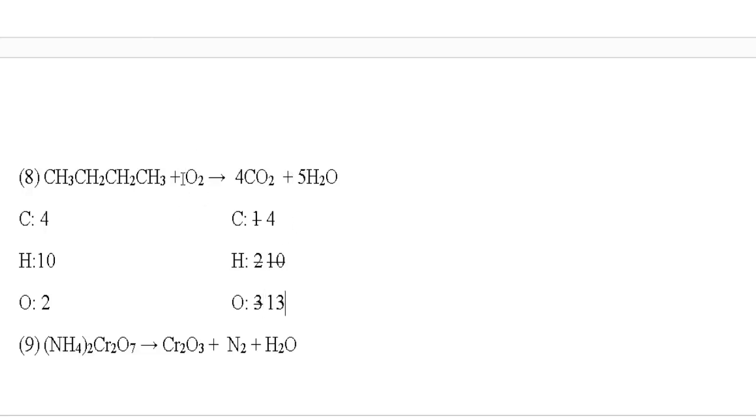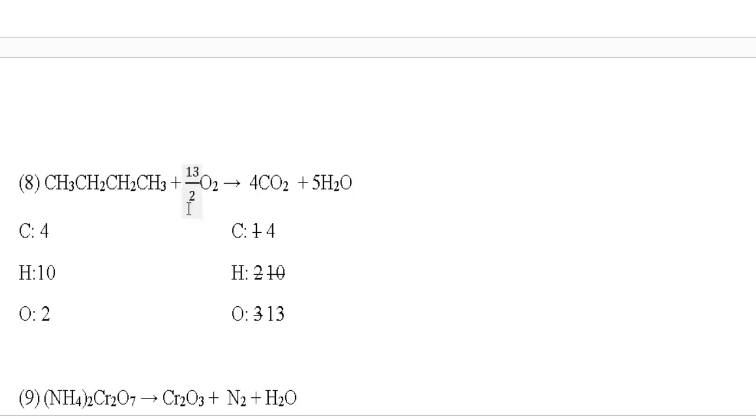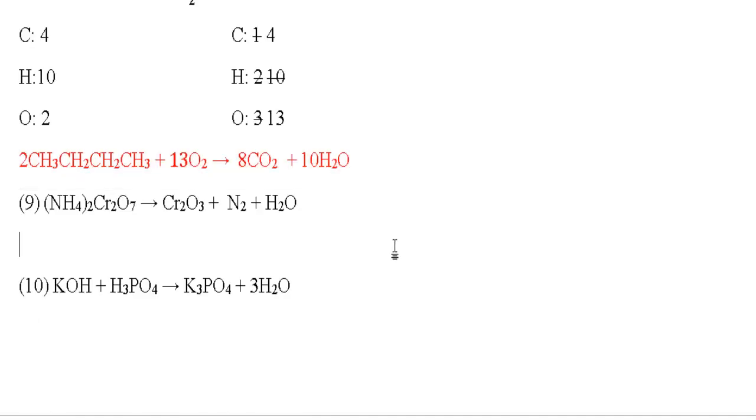And so 13, how will we get from 2 to 13? We can't put 6 here. That will give us 12. We can't put 7 here. That will give us 14. We can use 13 halves. So 13 halves. And this 2 will cancel out with this 2, giving you 13. We can clear the fraction to get the true right answer. So we can move on to the next part.